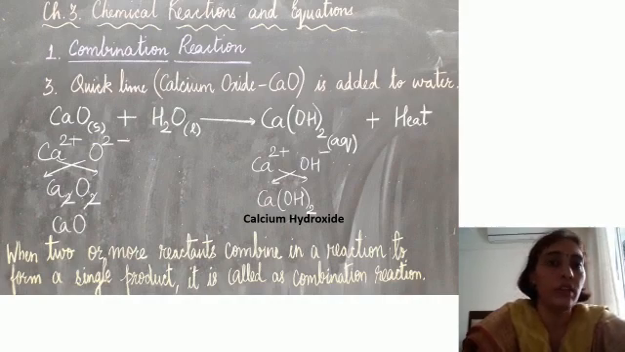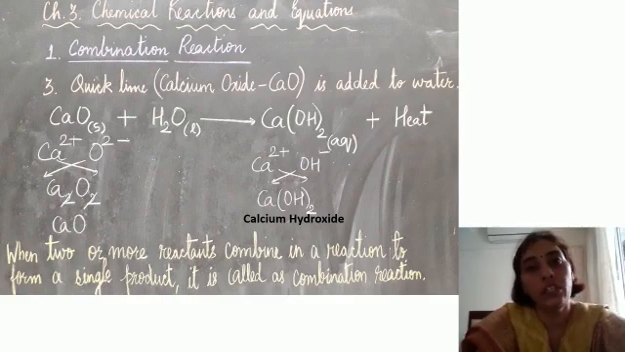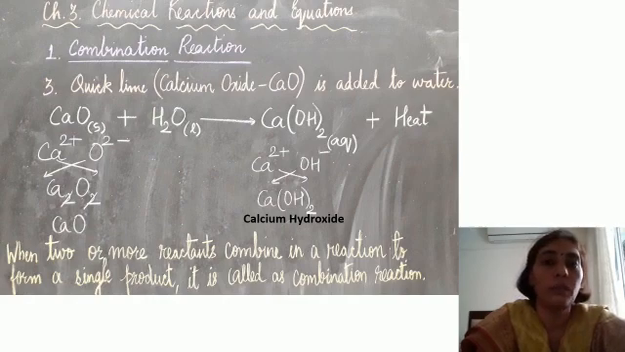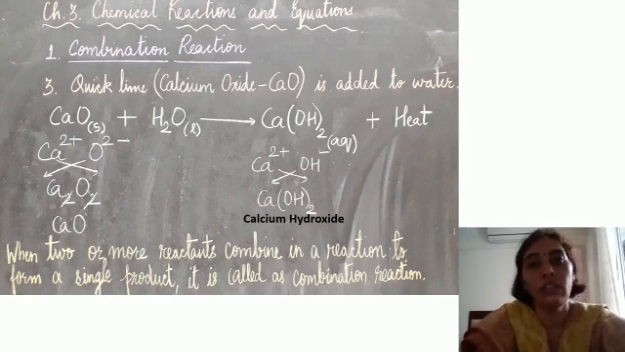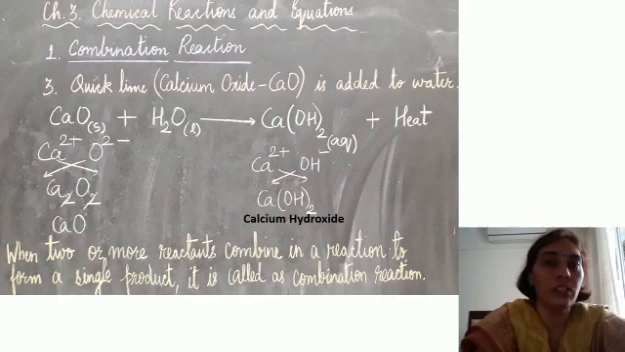By now you must have understood what the definition of combination reaction can be. That is, when two or more reactants in a reaction combine to form a single product, it is called a combination reaction. I hope you are writing down all the equations simultaneously, and towards the end you will write down the definition. So we now move to the next type of reaction, that is decomposition reaction.